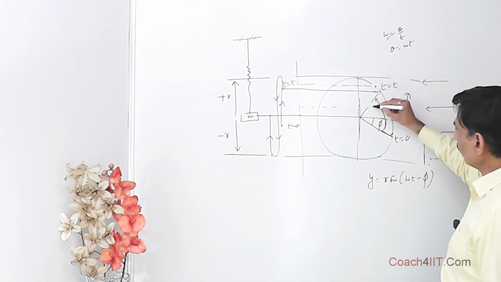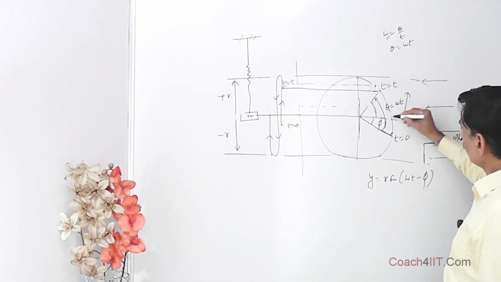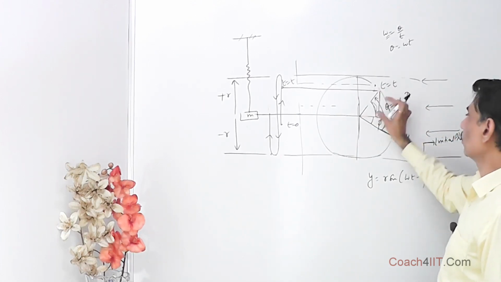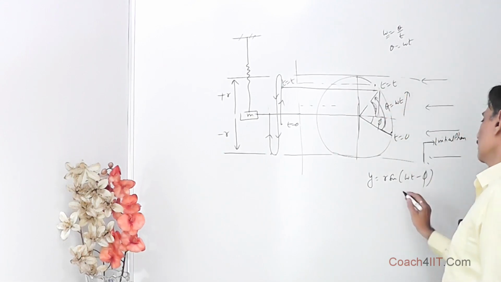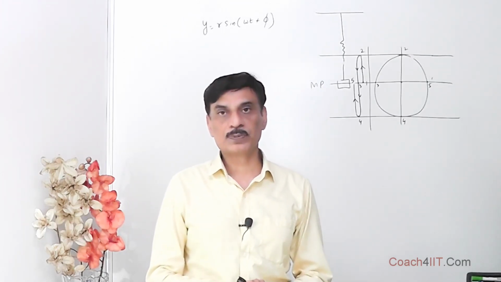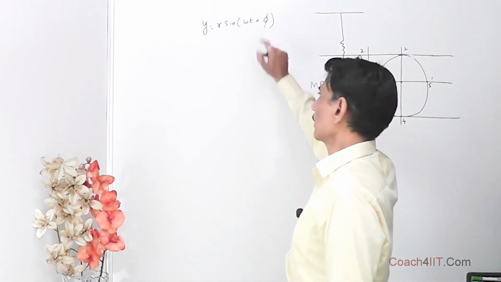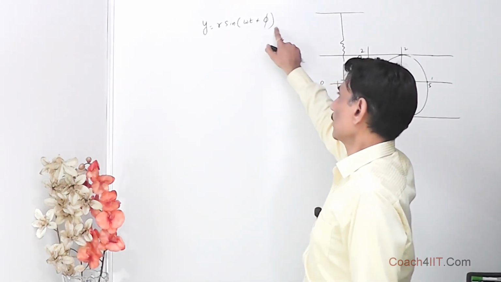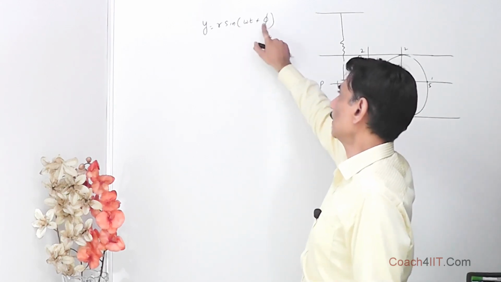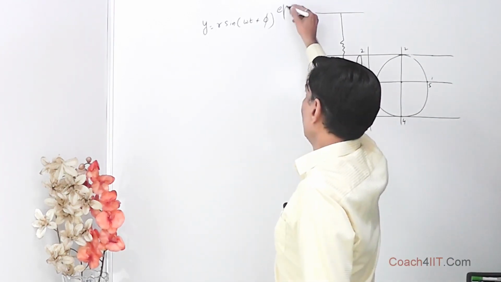Because we need only this angle. This total angle is omega t, and minus phi gives this angle. So if this is r, then y is equal to r sine of this angle, that is r sine omega t minus phi. So let us take the displacement equation of SHM as y is equal to r sine omega t plus phi, where omega t plus phi, the argument of sine, is called the phase angle, and this phi is called the initial phase, also known as epoch.